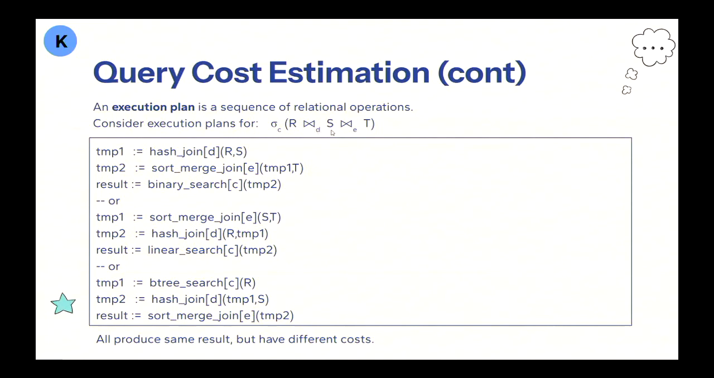So the first condition is D and the second condition is E. And here are three alternatives for us to do this query. They are using different sequences of joining and they could use different relational algebra operators. So the cost would be different.